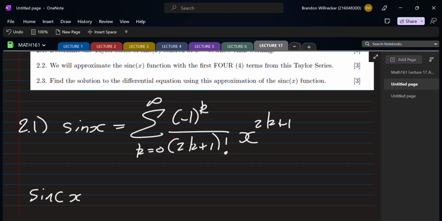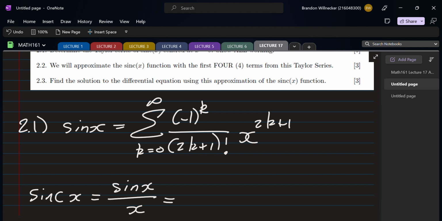So sinc x. A lot of students wrote sinc x without the c, but then they wrote sine x over x. I ignored that. Remember it's S-I-N-C. Some students left that out, but I ignored that. So this was sine x over x.